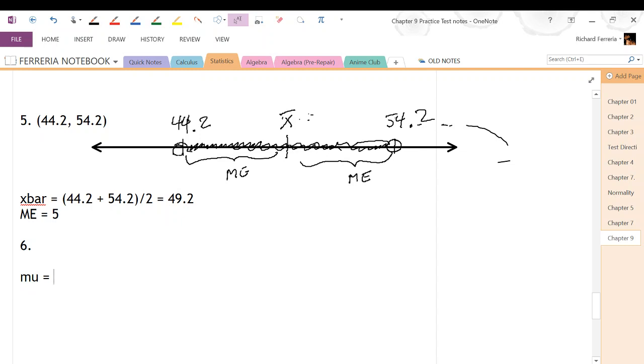What are we trying to figure out? The mean dissolved oxygen level of the stream. Okay.